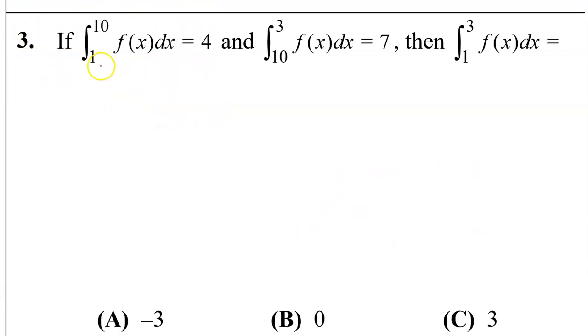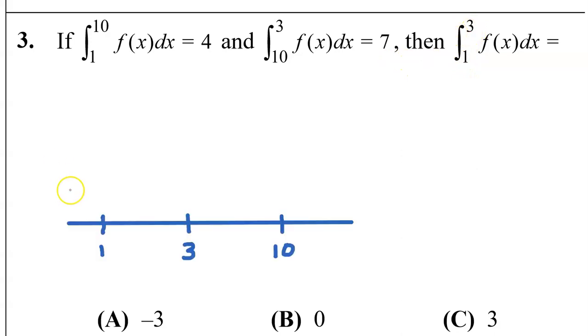Number 3. If the integral of f of x from 1 to 10 is equal to 4, and the integral from 10 to 3 is equal to 7, then find the integral from 1 to 3. The limits of integration involve these three numbers. So we have 1 to 10, which is from here to here. We have 10 to 3. Interesting, that's backwards. We'll have to deal with that later. But anyway, from 10 to 3 is from here to here. And then we have from 1 to 3, which would be from here to here.